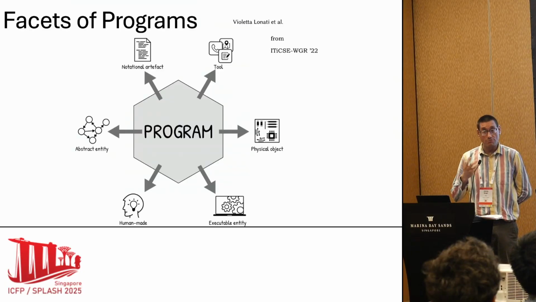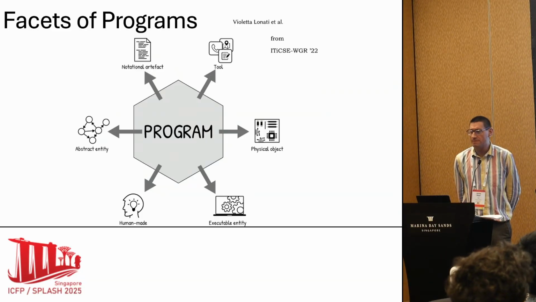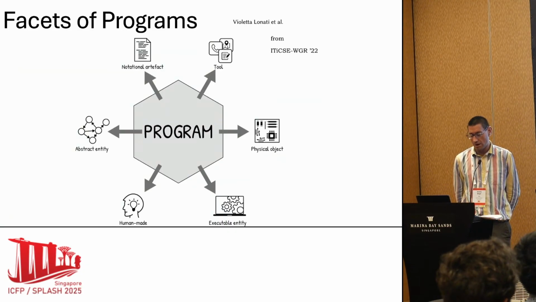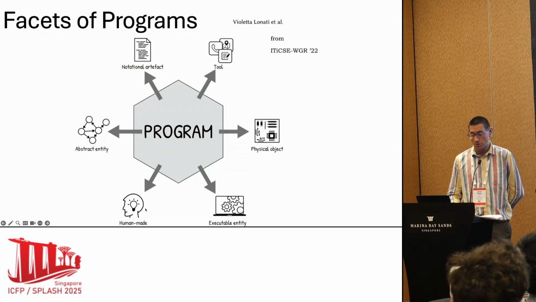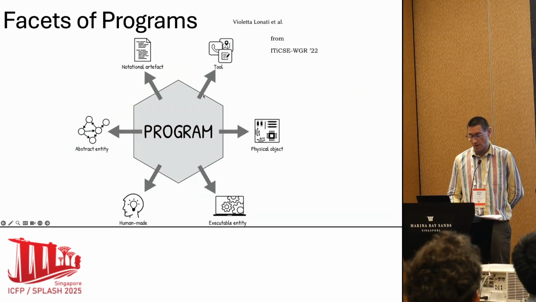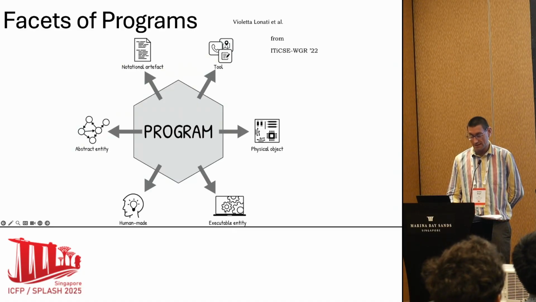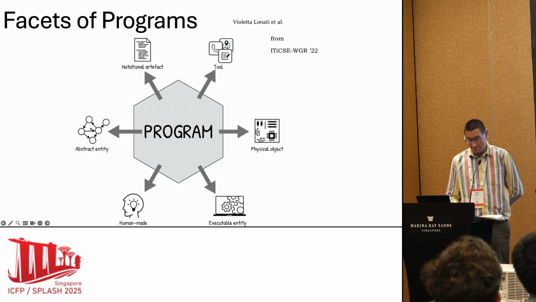Violetta Lenati, from a computer science education perspective, explains how programs can be viewed in 6 different ways. And these things pair up. So a program, for instance, is both a human-made artifact and yet also a tool that does something when executed. It's both an executable entity, you can run it, and also a notational artifact. You can just kind of look at it. It's something that's abstract, and yet somehow something that's physical and embodied.